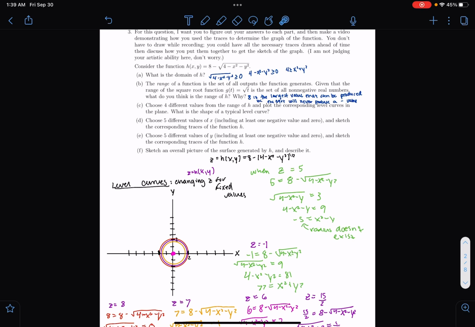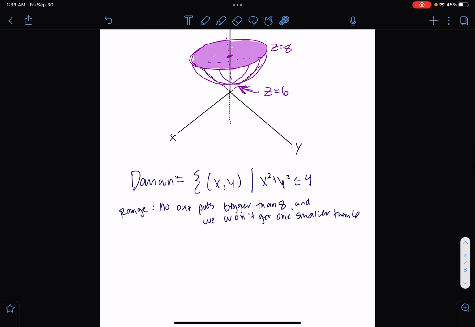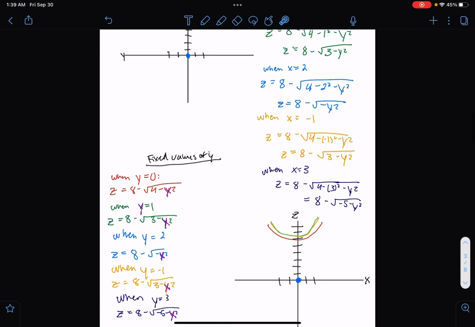The square root of 4 minus x squared minus y squared is greater than or equal to 0. Some simple algebra gets this right here. It's going to give us the domain that I wrote out down here: the set of xy values such that x squared plus y squared is less than or equal to 4.